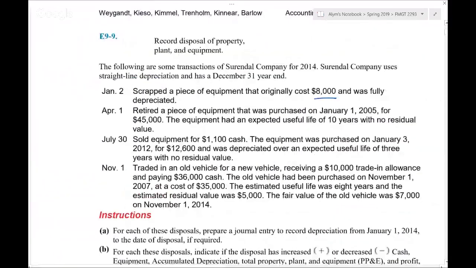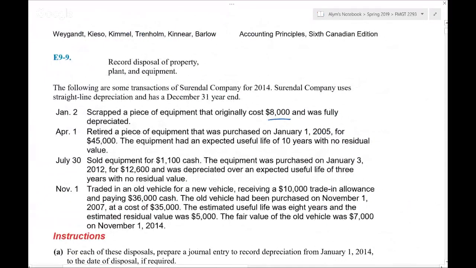Finally, we're going to try one more here. This one's fairly challenging, so we're going to walk through this slowly. On November 1st, we traded in an old vehicle for a new vehicle. We received a $10,000 trade-in allowance and paid $36,000 in cash. The old vehicle had been purchased on November 1st, 2007 at a cost of $35,000. The useful life was 8 years. Residual value was $5,000. Fair value of the old vehicle was $7,000. And that was on November 1st, 2014.